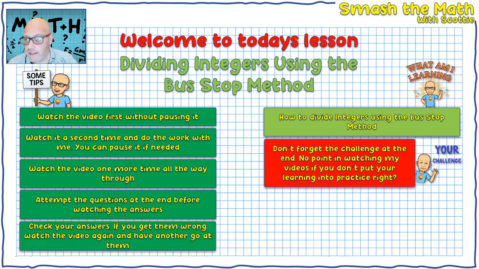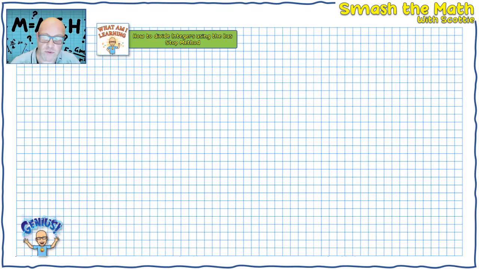Okay, let's get cracking. So I'm going to show you some examples as ever, and then you can have a go at some questions. So, the bus stop method. Let's look at an easy example first, which looks a bit obvious. So, if we needed to divide 44 by 11. Now, you could do that in your head, but I'm going to show you the bus stop method because quite a lot of divisions you can't do in your head because they're quite difficult.